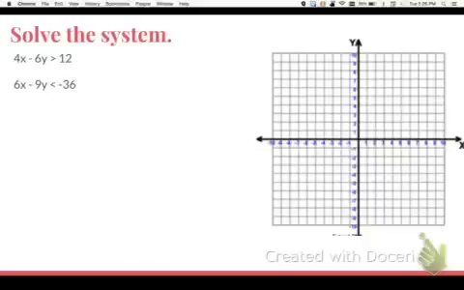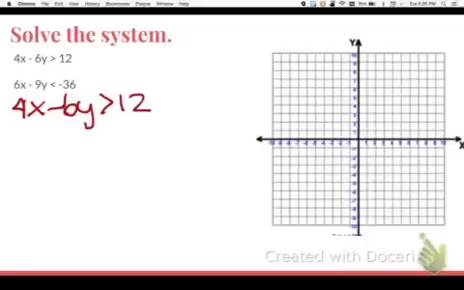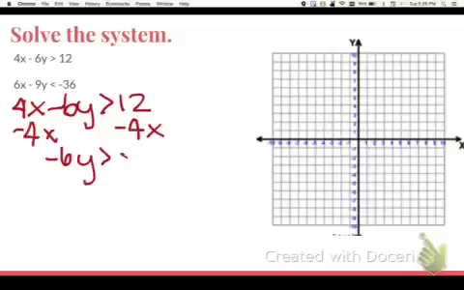All right, ladies and gentlemen, this is our first system. So take a moment to pause the instructional video, jot down the two inequalities, and I'm going to begin by solving the first inequality. 4x minus 6y is greater than 12. I'm going to go ahead and solve that for y. So I'm going to subtract 4x on both sides. Negative 6y is greater than negative 4x plus 12.